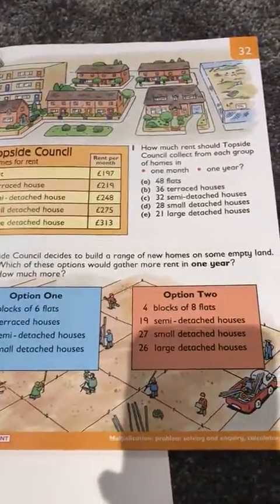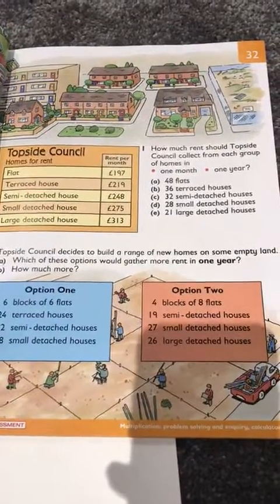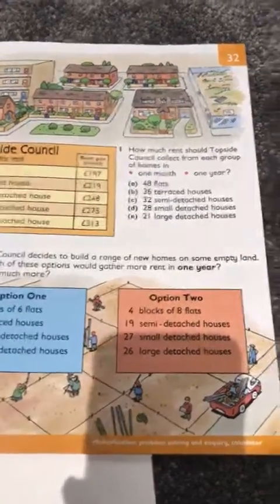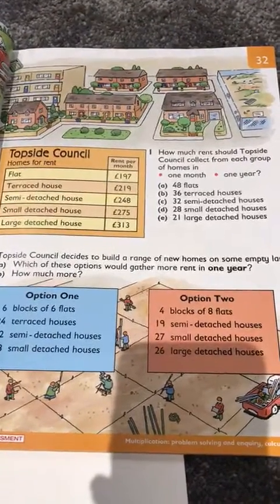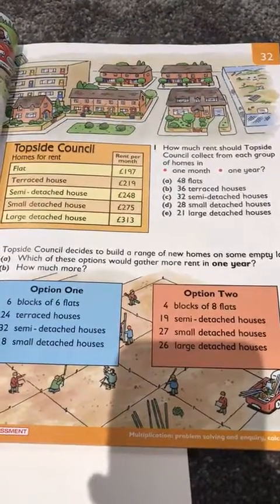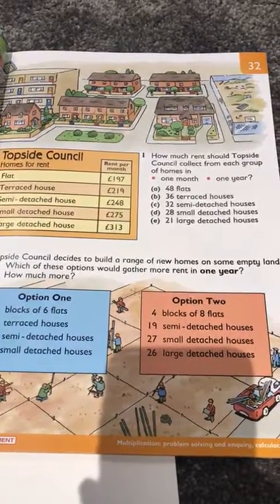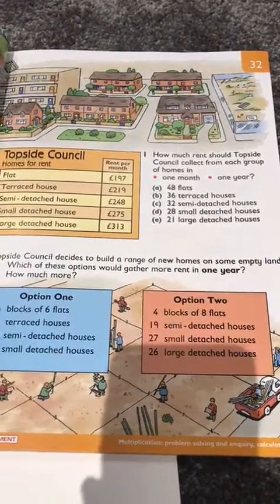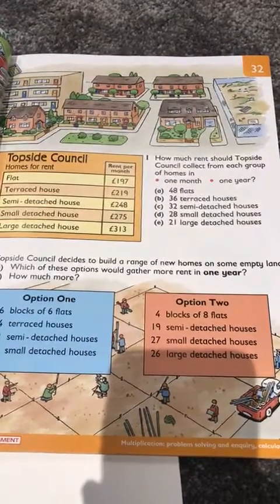Okay, boys and girls, so this is the last textbook page of the week. It's page 32, and the good news is that you can use a calculator with this textbook page. Okay, so the first one, question 1, you have got 2 answers per question. We've got to find out how much 48 flats would be for 1 month.